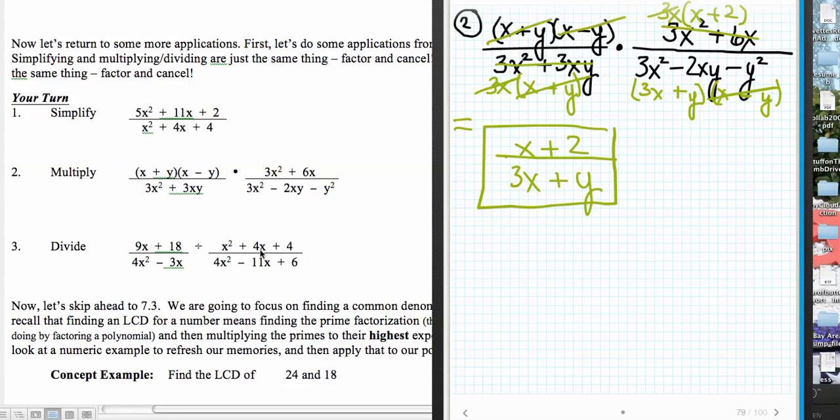Now in the next video, I'll do problem number 3 in this your turn problem, where we're going to be doing division, and we're looking at those as multiplied by a reciprocal.